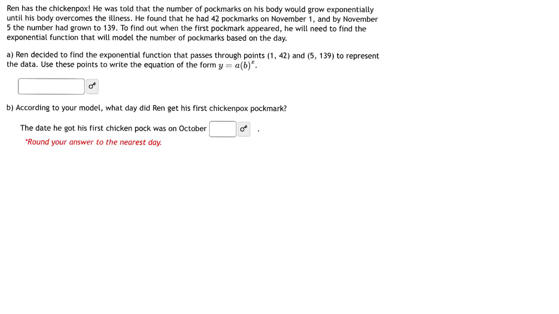This video is about the exponential growth of the number of chicken pox that somebody has. So the pockmarks on the body, and it's growing exponentially, so we need to write an equation that represents the amount of them over time. So 42 pockmarks on November 1st, and then by November 5th, the number had grown to 139. So we're going to use those two values to help us write this exponential equation.